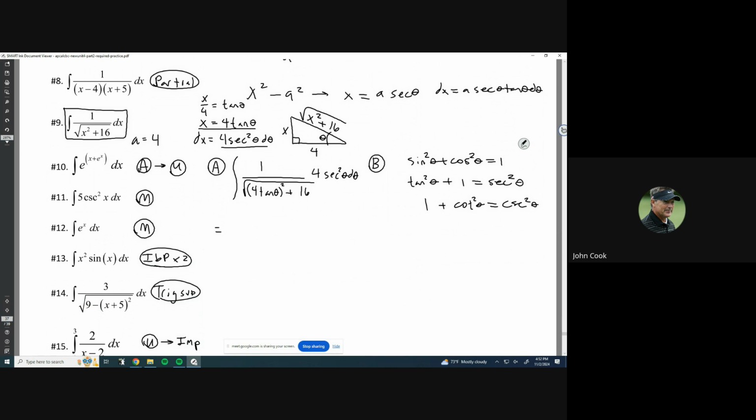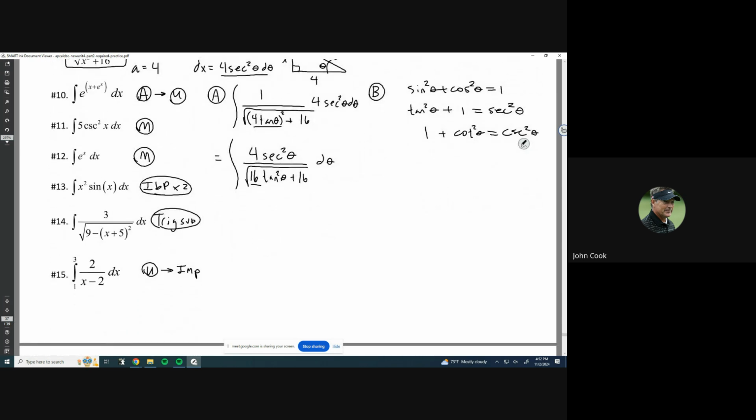Okay, so here's why it's helpful to know those, because once you do direct substitution, it's all about just simplifying from here. So I put the 4 secant squared in the numerator. And then if I were to square this out, I would get 16 tangent squared of theta plus 16. Then I'd notice that I have 16s for both of these, so I'd factor those out. So I'd get 4 secant squared of theta over the square root of 16 times tangent squared of theta plus 1. And this is where those identities really help out. Notice that we have tangent squared of theta plus 1, which is equal to secant squared. So I'm going to replace that with a secant squared.